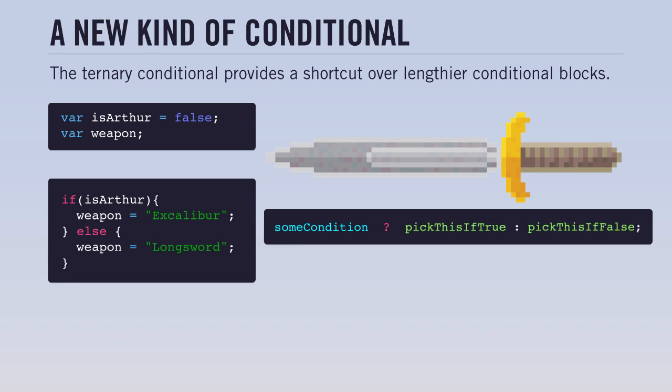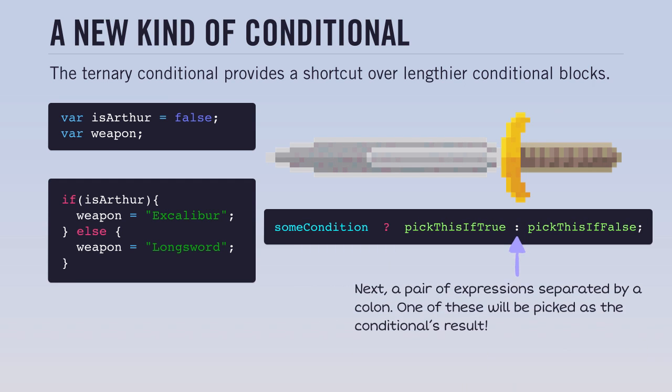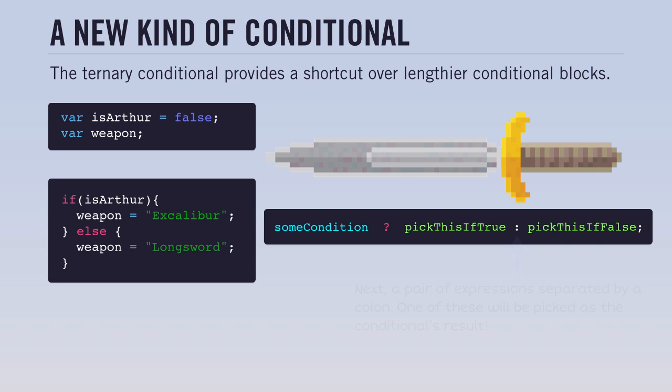Next up, you're going to have a pair of expressions that follow that question mark. These are going to be separated by a colon. One of these will be picked as the conditional's result. As you can see, if the condition is true, then we will get this left side of the colon as a result. And if the condition's false, we're going to go ahead and get the right side.